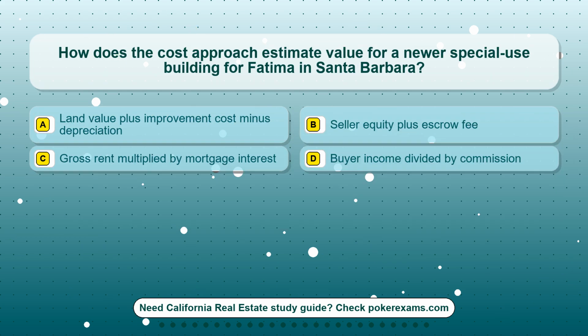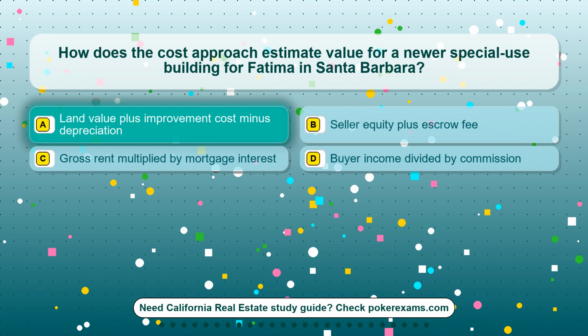Question 12. How does the cost approach estimate value for a newer special-use building for Fatima in Santa Barbara? Option A, land value plus improvement cost minus depreciation. Option B, seller equity plus escrow fee. Option C, gross rent multiplied by mortgage interest. Option D, buyer income divided by commission.